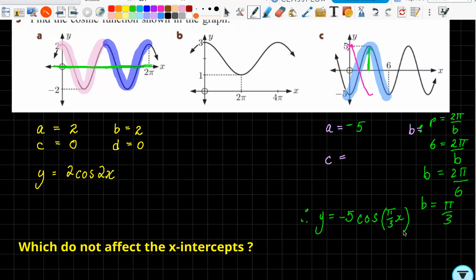I'll pause, and then I'm asking you to get your calculators out, please. The challenge is, what happens if I said, nope, I want my A to be positive? So it has to be 5 cos pi on 3x, and then you have to come up with what your C value is.